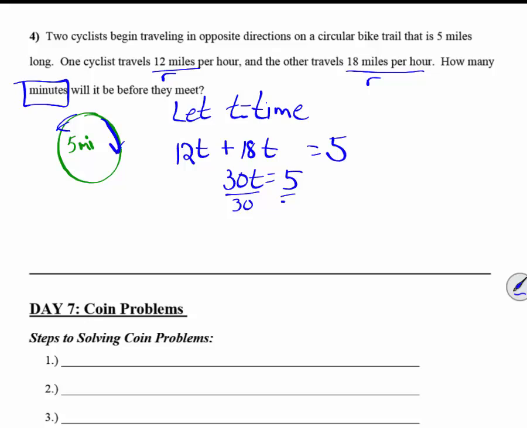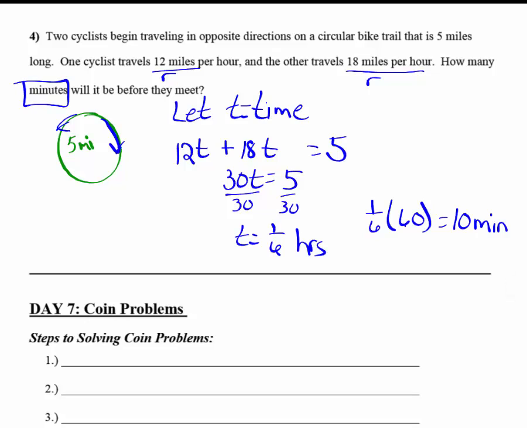Divide by your 30. I'm going to keep this as a fraction, which is 1/6. If you did it on your calculator, it's going to be 0.16 and the 6 repeats. But this is hours. So to find time in minutes, just like before, if I knew hours or minutes and I needed to find hours, I had to divide by 60. Here I'm going to multiply by 60. So 10 minutes.